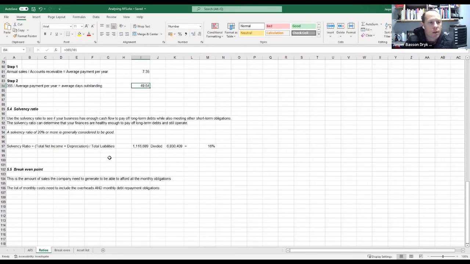Right. The fourth idea is the solvency ratio. You use this ratio to see if your business has enough cash flow to pay off long-term debts while also meeting other short-term obligations. The solvency ratio can determine that your finances are healthy enough to pay off long-term debts and still operate.